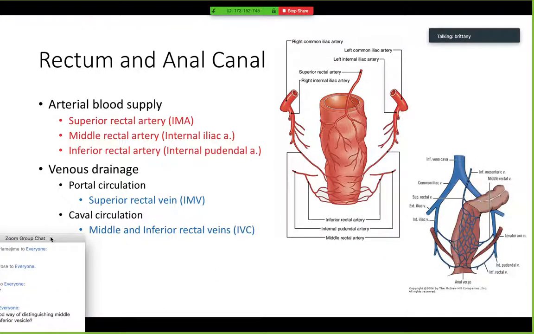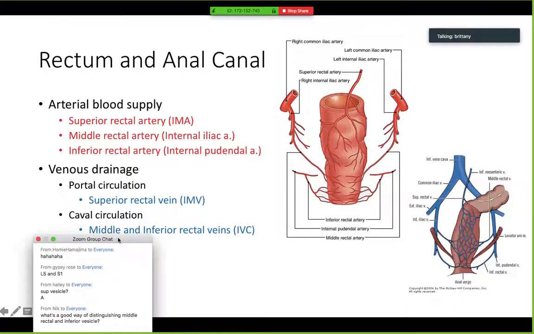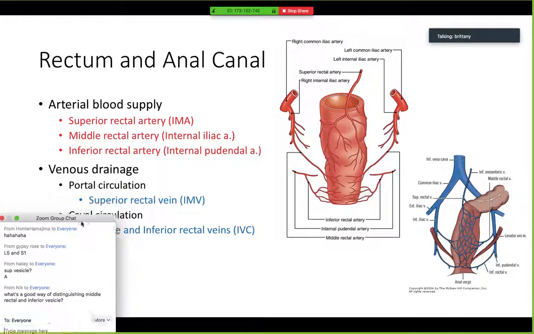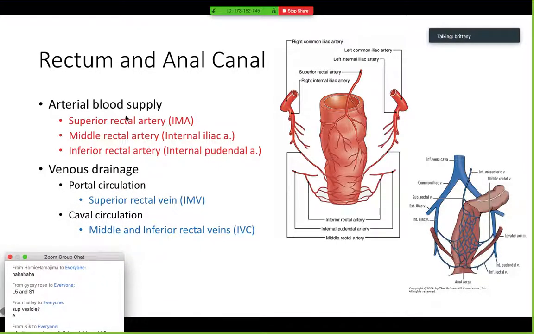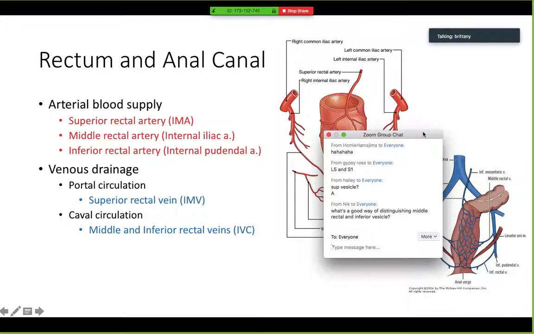And then I threw this in here just to help make some connections. So if you remember from last block, the superior rectal artery is coming from the IMA, the middle rectal artery that we just talked about is coming from internal iliac, and then an inferior rectal artery is coming from internal pudendal. So now you have the complete picture there.